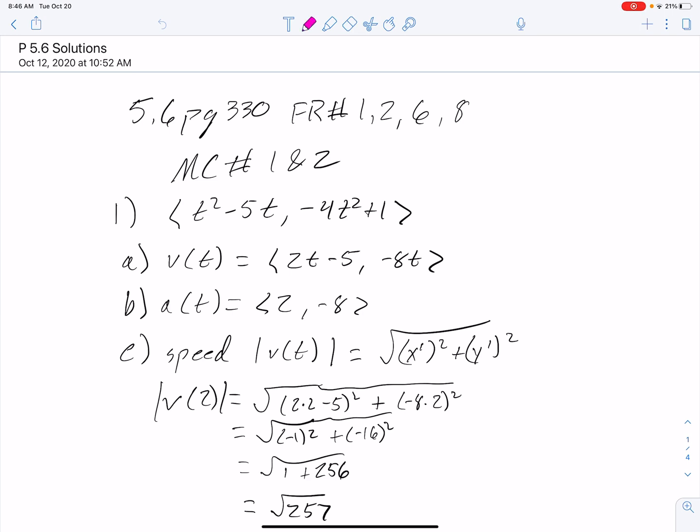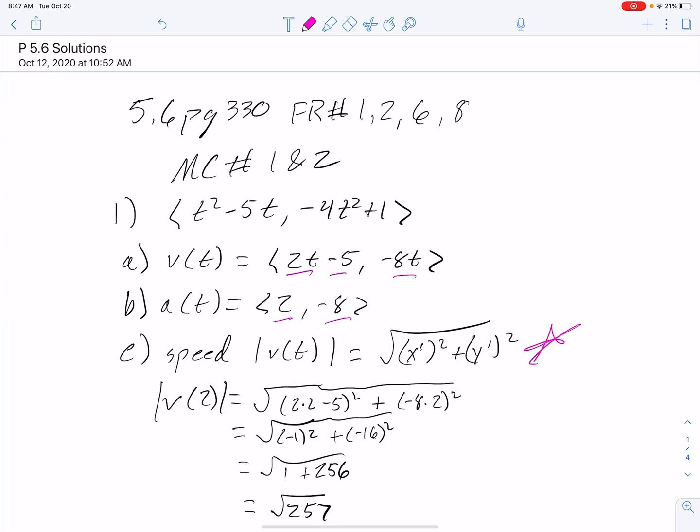So the first one, part A, they want us to give the velocity vector. So I simply took the derivative of t squared minus 5t and the derivative of negative 4t squared. And then of course the derivative of 1 is 0. Part B wants the acceleration. So my derivative of 2t is 2. The derivative of negative 5 is 0. My derivative of negative 8t is negative 8.